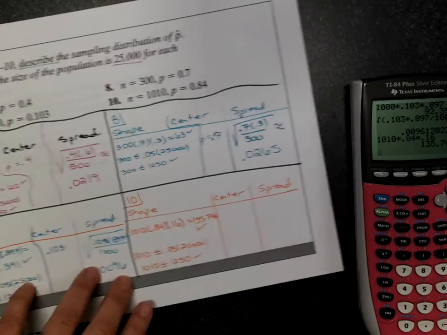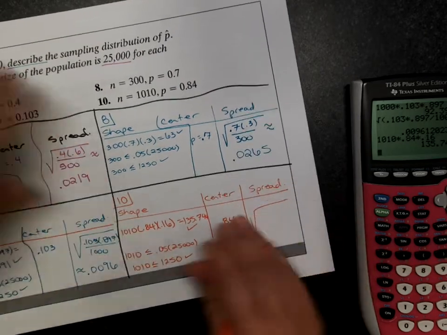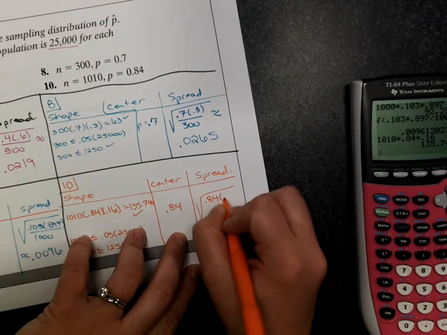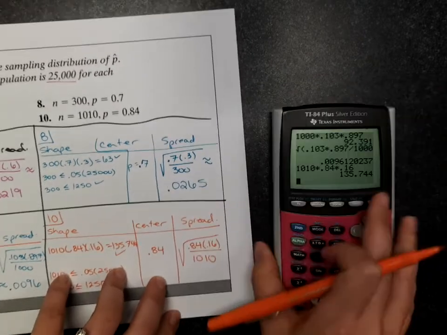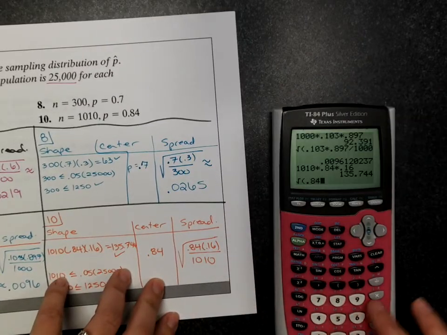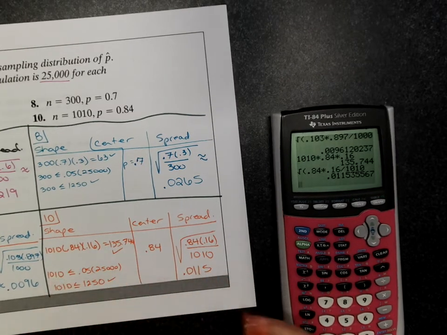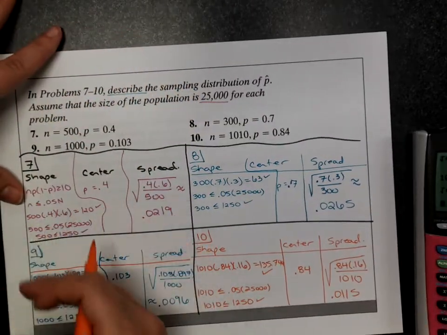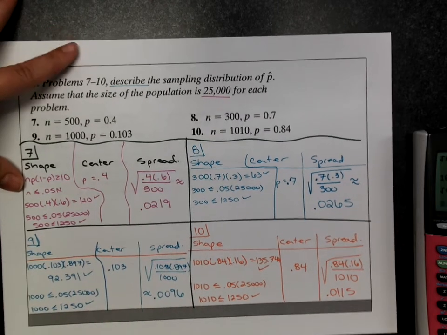Yes, it is. The center will be at 0.84, and the spread, hopefully this is getting easier, 0.84 times 0.16 over 1,010, which is 0.0115. So this is just practicing the shape, the center, and the spread. The shape's going to take you the longest and be the most tedious. Center and spread are pretty straightforward.